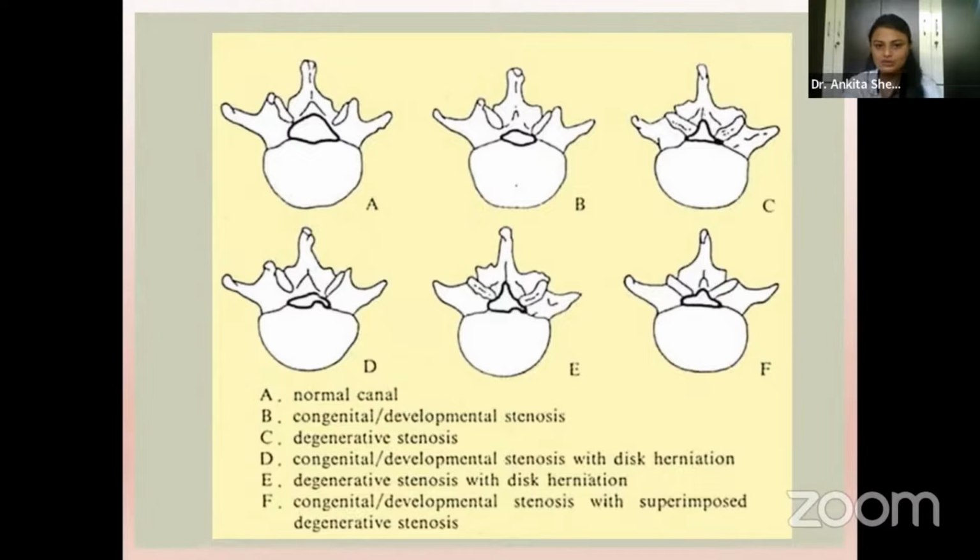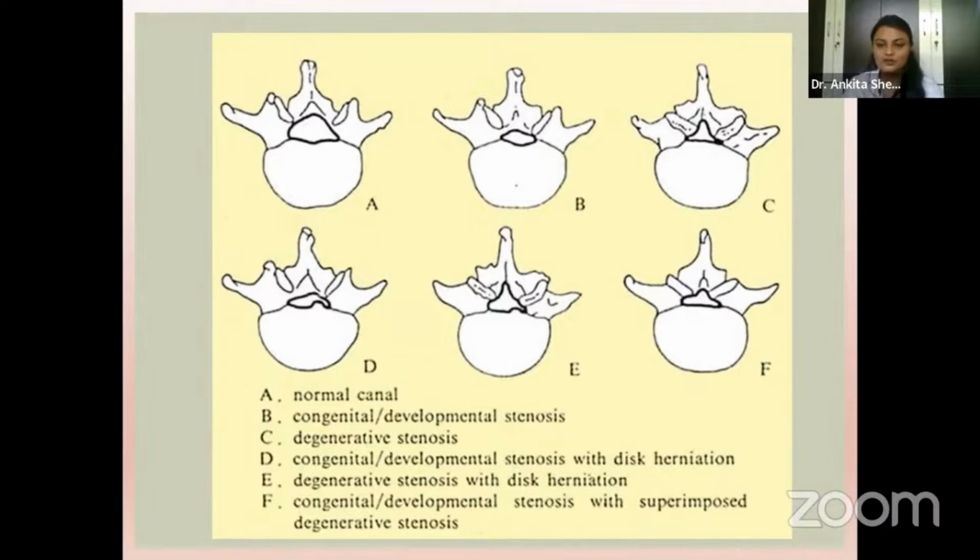When we see the D image, we can see congenital or developmental stenosis along with disc herniation. As you can see, the disc herniation is present here, along with pedicle widening and enlargement. The E image shows us degenerative stenosis with disc herniation, which shows facet joint hypertrophy along with disc herniation.